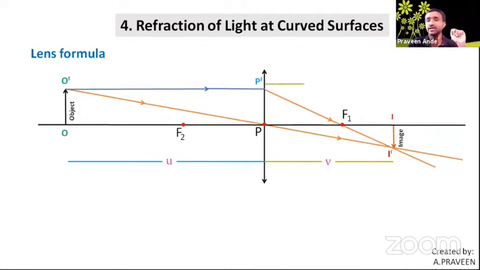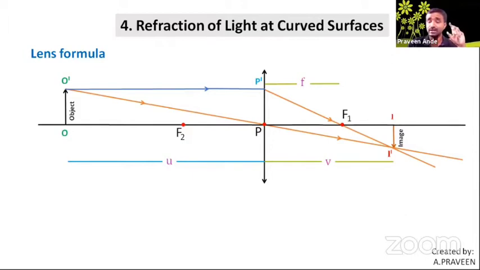Next, look at one more line drawn from the lens towards F1, from the pole to F1. That PF1 measures the focal length of the lens, denoted by small f. The focal length is measured between the pole and the focus F1. So these are the three measurements I have shown.